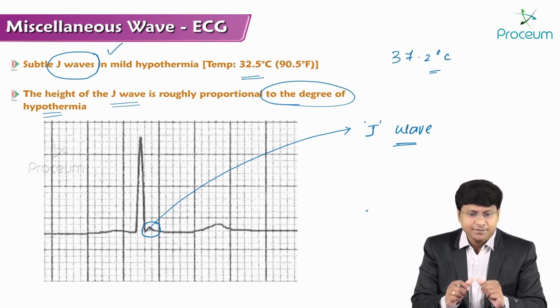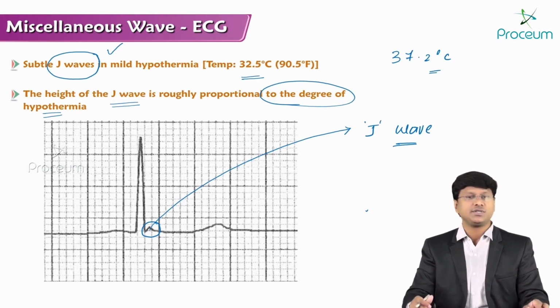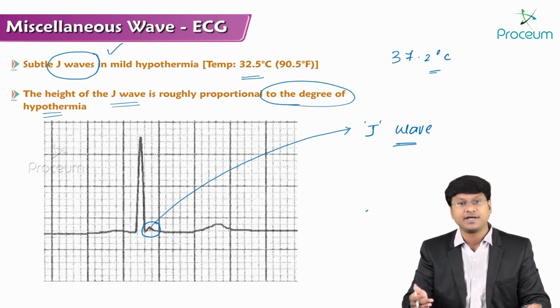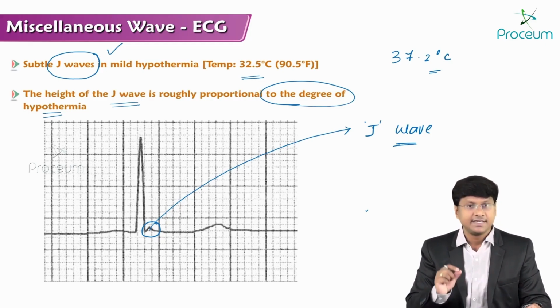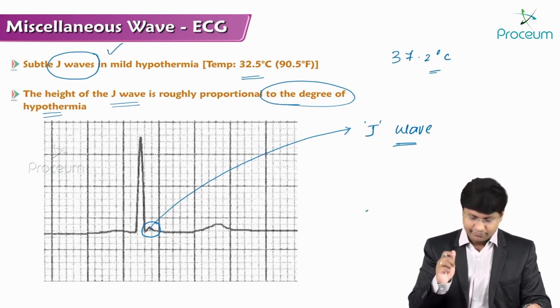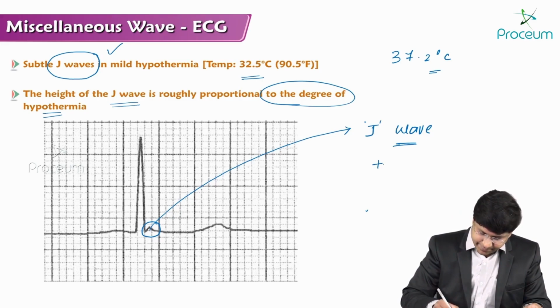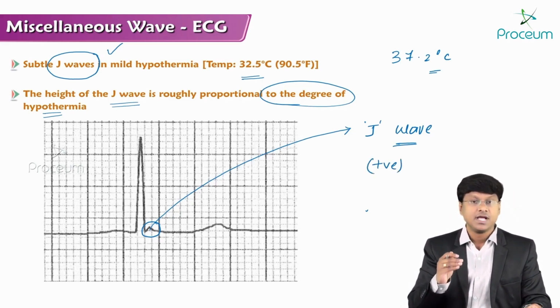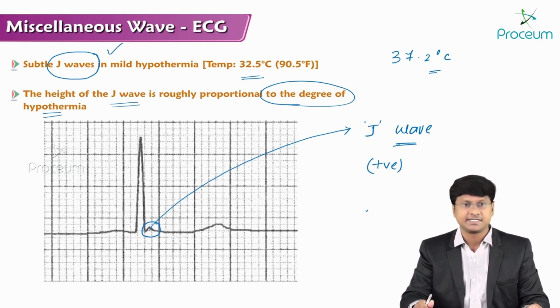Now, this J wave or Osborne wave is not seen only in patients with hypothermia. Apart from hypothermia, you have many other conditions where you have the presence of the Osborne wave or J wave. But before that, let me tell you, the Osborne wave or J wave is a positive wave, in the sense you will have a positive deflection above the isoelectric baseline.